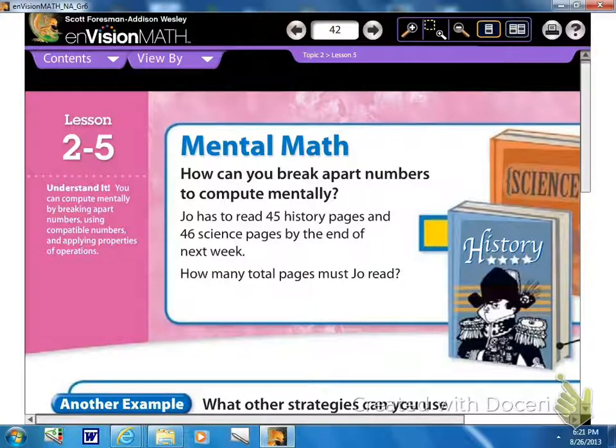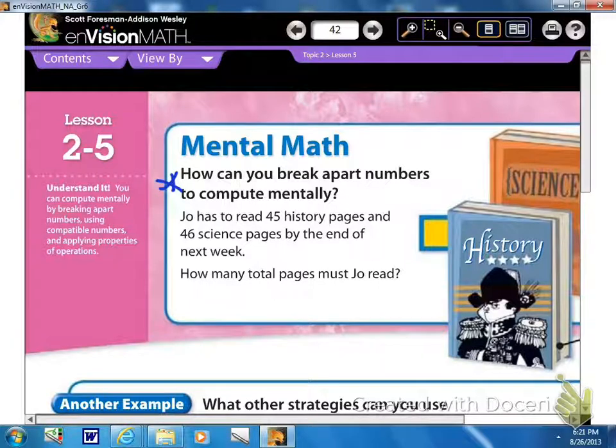Okay, we're looking at lesson 2-5 on page 42, mental math. So we're talking about solving math problems mentally rather than, if you're adding, lining up the numbers or setting up a multiplication problem, but doing this in your head instead. How can you break apart numbers to compute mentally?